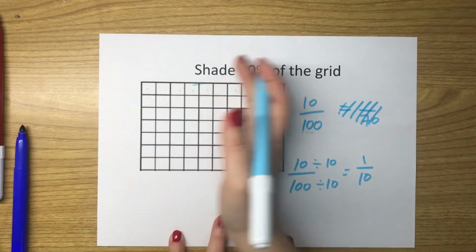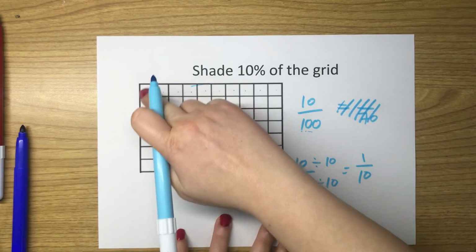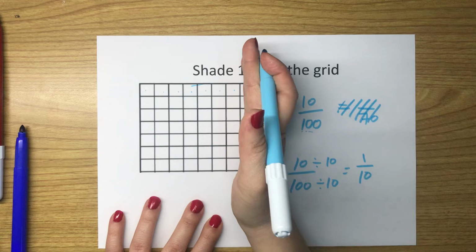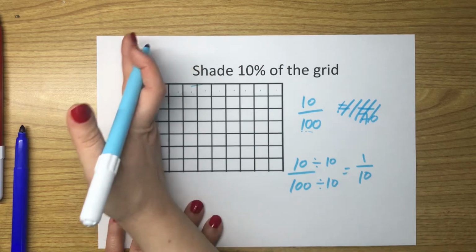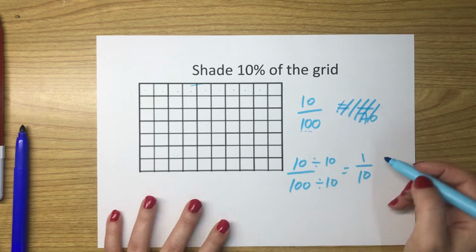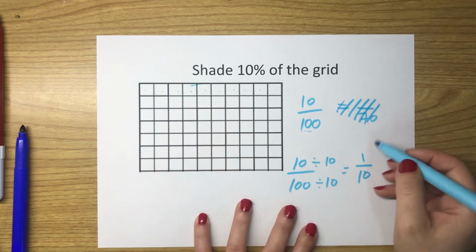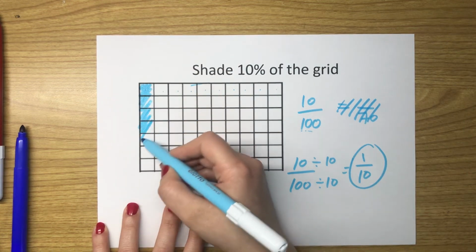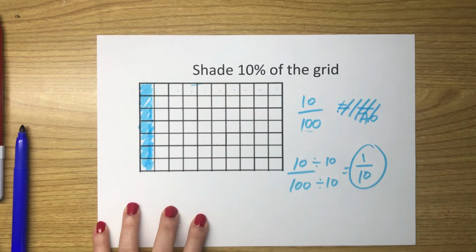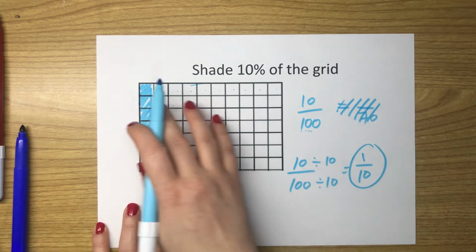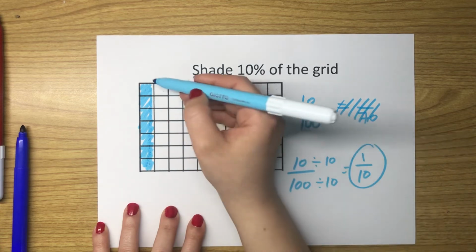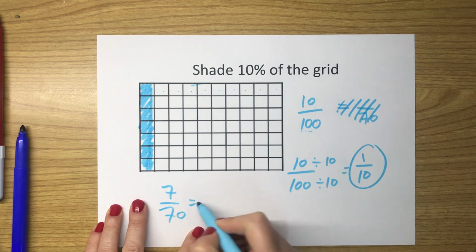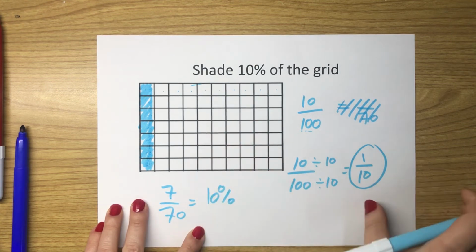How can I divide this shape into 10 parts? Exactly. Each row that has 7 squares is 1/10. 1, 2, 3, 4, 5, 6, 7, 8, 9, 10. 10 equal parts. So from this grid, I have to shade only 1/10. Here is 1/10. So 1/10 from this grid of 70 is going to be equal to 1, 2, 3, 4, 5, 6, 7. So 7 from 70 is going to be 10% of this grid. Okay?